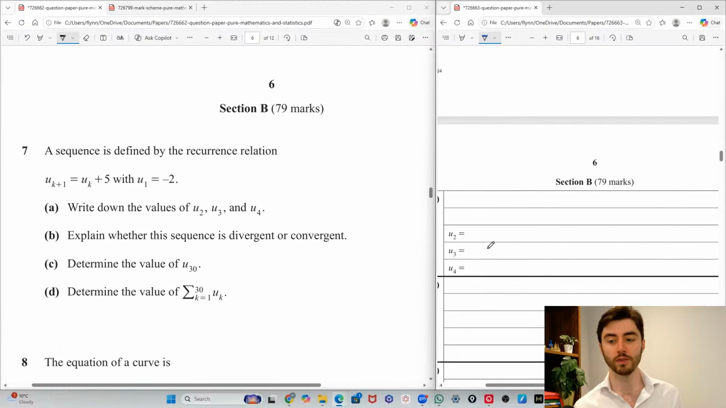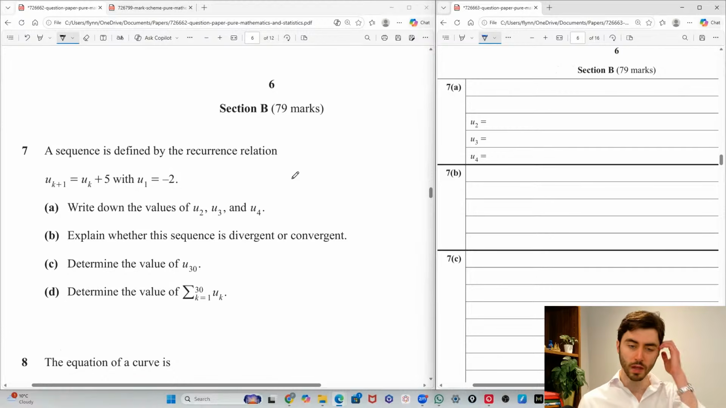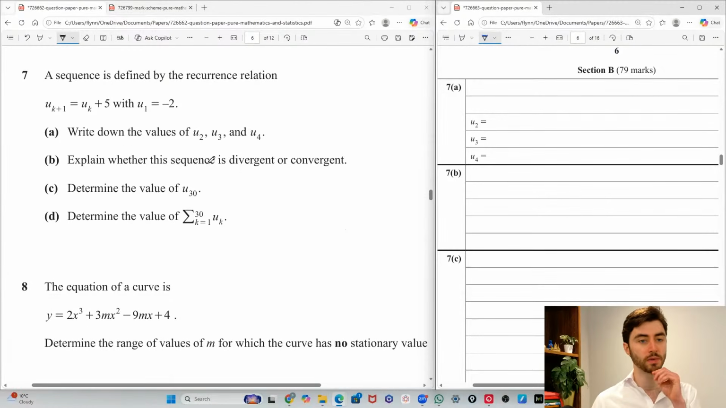Okay, right. Moving on to section B, where it's going to start to pick up again. So we have a recurrence relationship given here. U2 is going to be equal to U1 plus 5. So it's going to be equal to 3. And we're just going to keep on adding 5. So that's going to be 8, and that's going to be 13. Fair enough. Write that down. Cool.